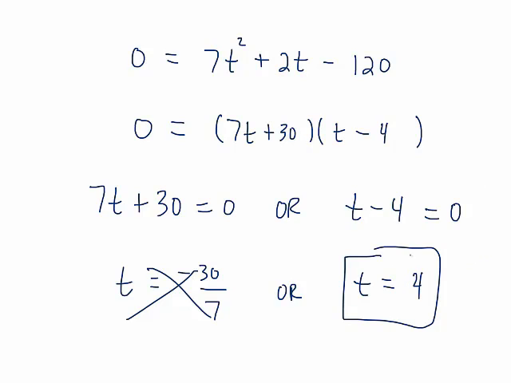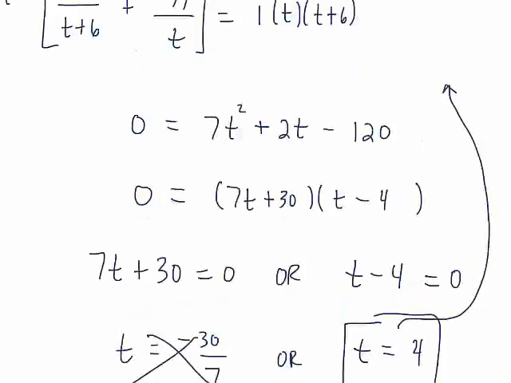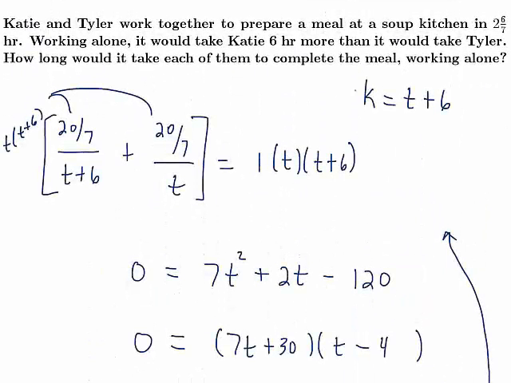So it would take Tyler 4 hours to perform this job all by himself. We'll grab that T equals 4 and run up to the top, where we know the number of hours Katie would need working alone would be T plus 6. So that would imply 4 plus 6, since T was equal to 4, is equal to 10. So Tyler would need 4 hours to complete the meal working alone, and Katie would need 10 hours.